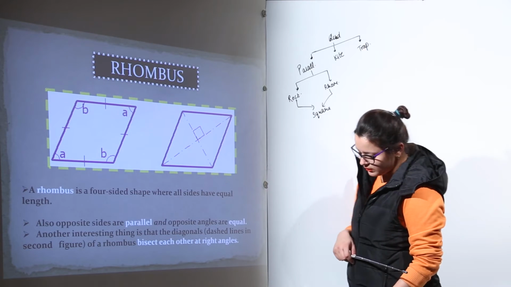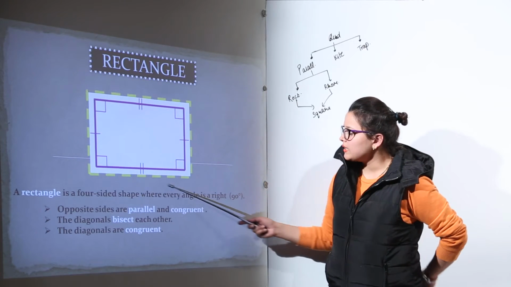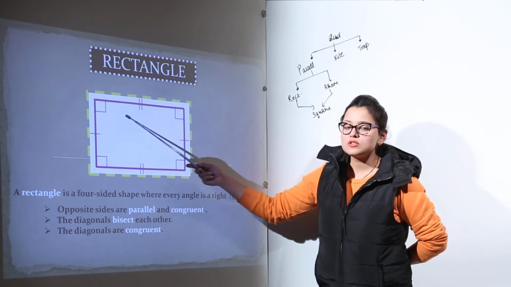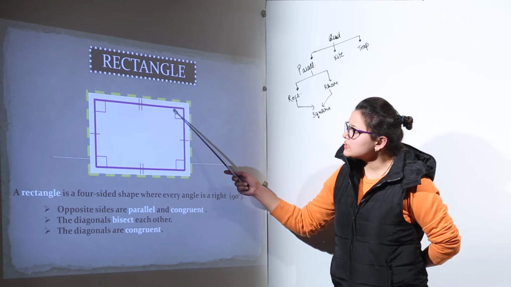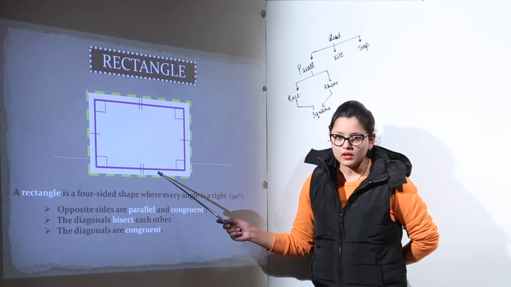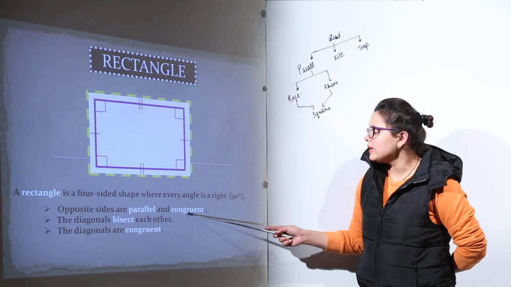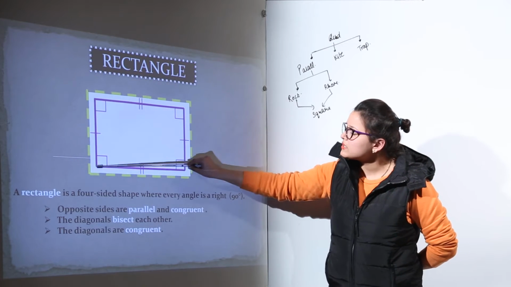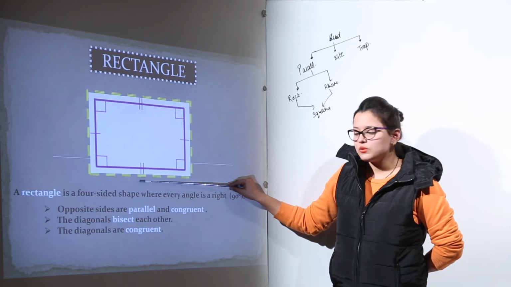Now moving on with the next one, that is a rectangle. A rectangle is also a four-sided shape where every angle is a right angle. All the four angles of a rectangle are equal to 90 degrees. Because all the angles are equal to 90 degrees, we can say a rectangle has all the four angles equal, right? Another property is that opposite sides are parallel and congruent. We can see this side is always parallel to this side and that side is always parallel to this one. So we can say that opposite sides are parallel to each other.